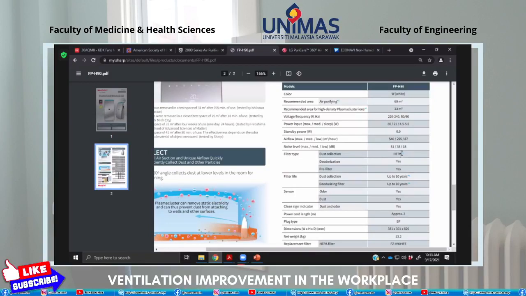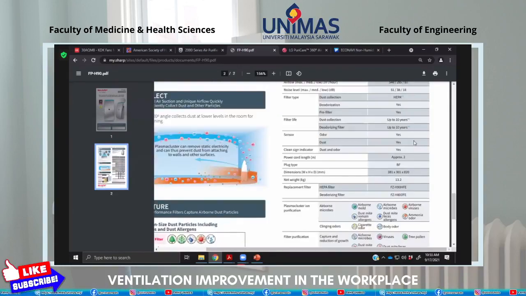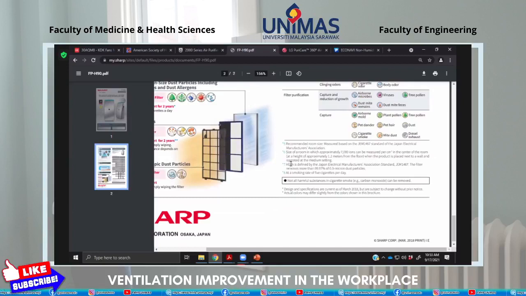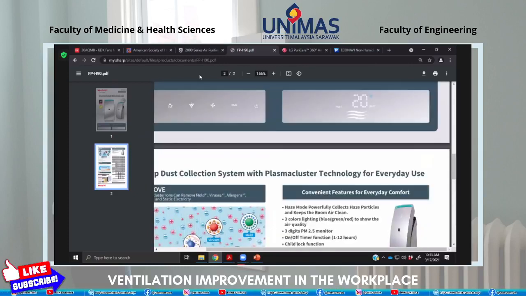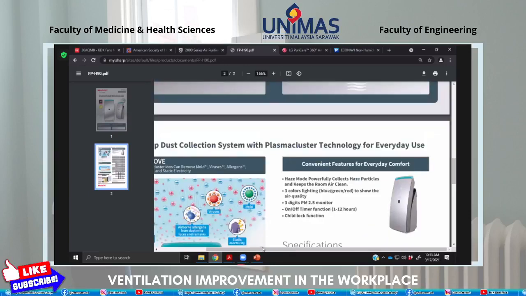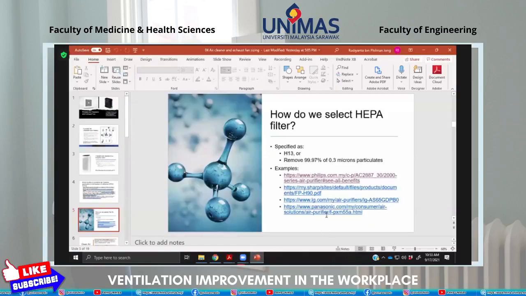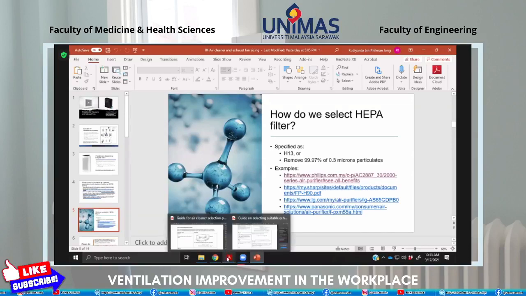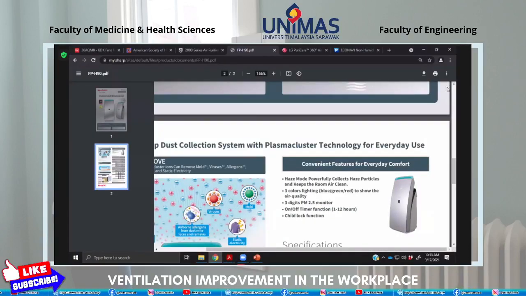but if you notice at the side of the HEPA, you can see that there is number 7 here. So we can refer to the fine print, which is HEPA is defined by Japan Electric Manufacturers Association Standard, JEM 1467, to filter out 99.97% of 0.3 micron. Okay, so this is HEPA 13 as well. Okay, these are some examples that we can have a look into.